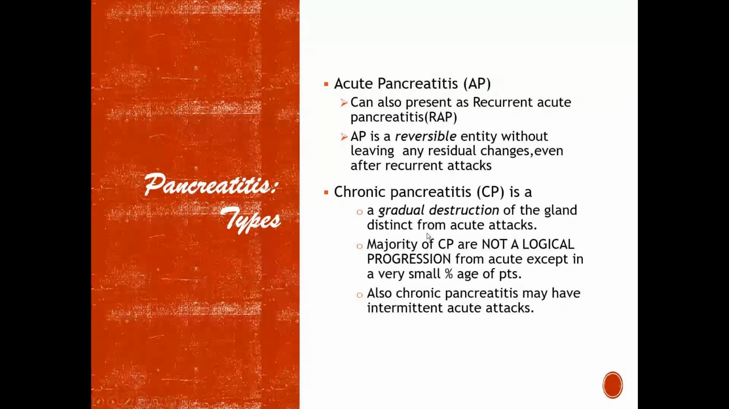And it is not logical to say that every acute pancreatitis is going to proceed to a chronic pancreatitis. So it's not a logical progression from acute, except in a very small percentage of cases. Also, chronic pancreatitis may have intermittent acute attacks interspersed in between the course of the disease.